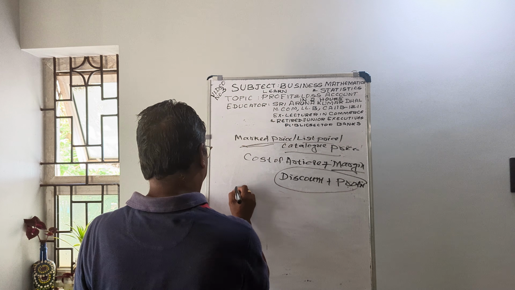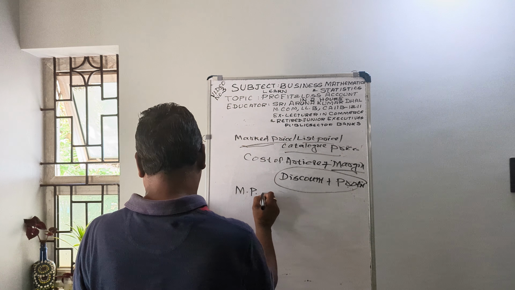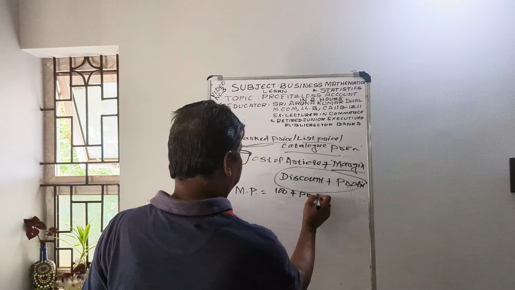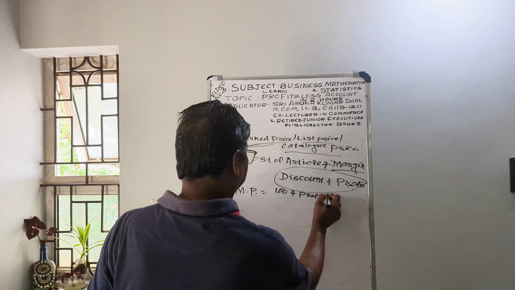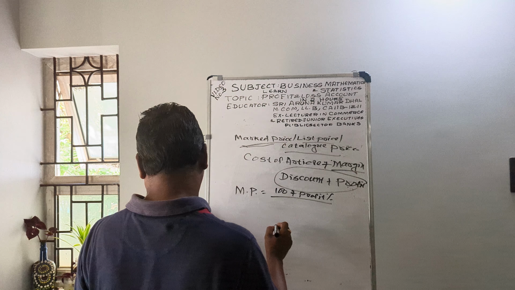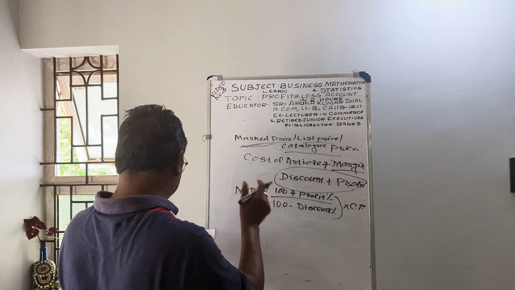So the formula of mark price is equal to (100 plus profit percentage) divided by (100 minus discount percentage) into cost price. So here MP is the mark price, CP is cost price. We will solve one problem by putting this formula.